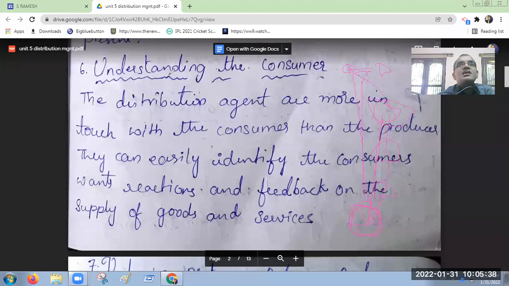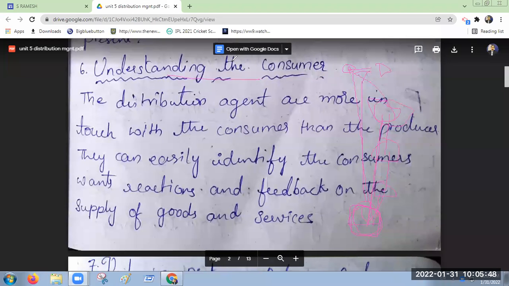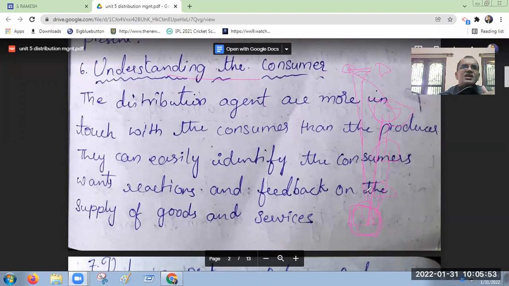So in order to understand the consumer in a proper way, distribution management is important. Without distribution management, the producer cannot understand the consumer. For the smooth transport of goods and services to the ultimate consumer, the distribution channel is important. Similarly, for the smooth flow of feedback from the ultimate consumer to the producer also, the distribution channel is important.